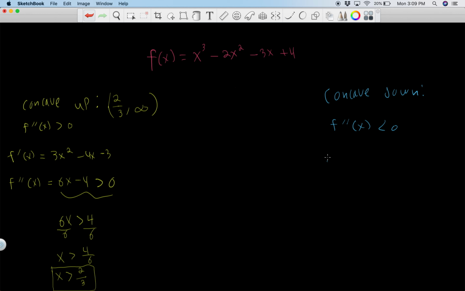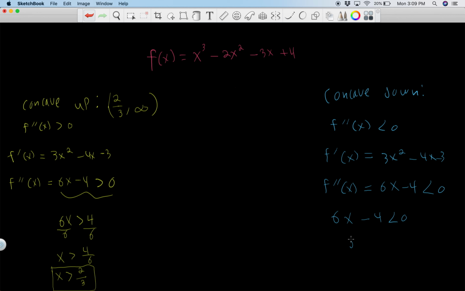All right, let's figure out the second derivative again. We already have it, but let's just do it again. So f prime of x, we know that it's 3x squared minus 4x minus 3. We can find the second derivative by taking the derivative of the first derivative. So this becomes 6x minus 4. And then we know that it has to be less than 0 for this to be concave down.